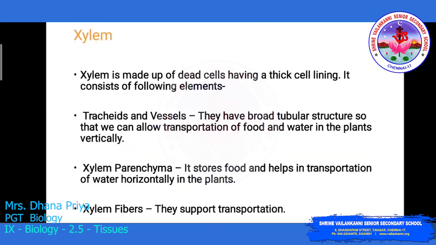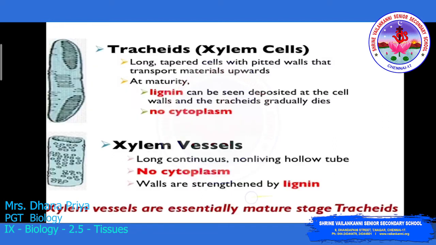Xylem is made up of dead cells having a thick cell lining. It consists of the following elements. Let us see the function of tracheids and vessels. They have a broad tubular structure so that they allow transportation of food and water in the plants vertically. Xylem parenchyma aids in storing food and helps in transportation of water horizontally in the plant. Xylem fibers support transportation.